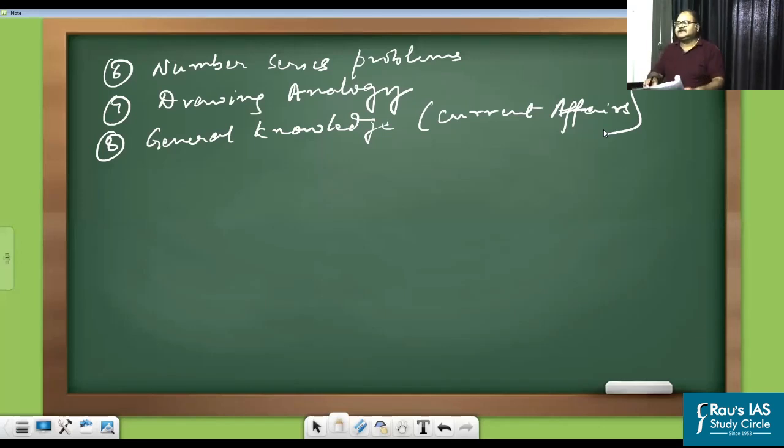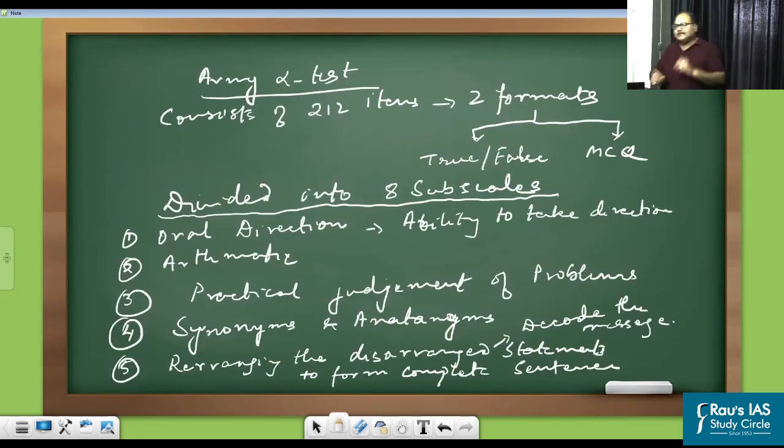Which was roughly the test of current affairs. So this was Army Alpha test. I will show you the test once again. In total, 212 items delivered or administered in two formats: true false format, MCQ format. There are 8 subdivisions of the test.